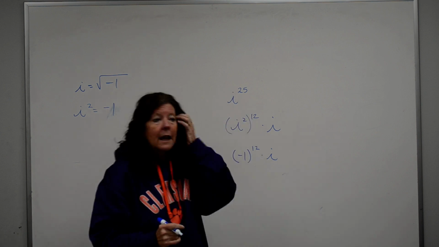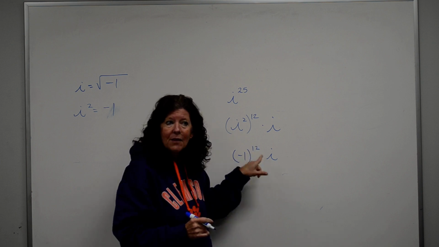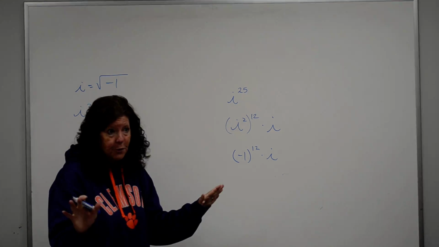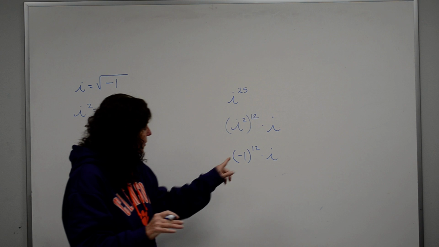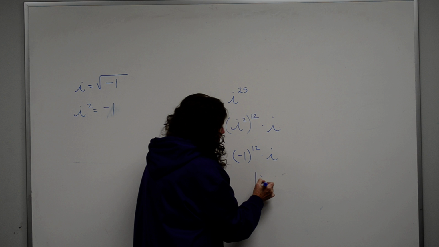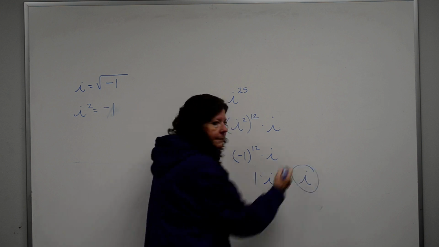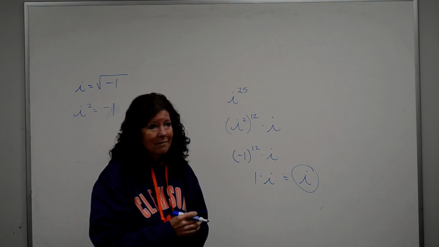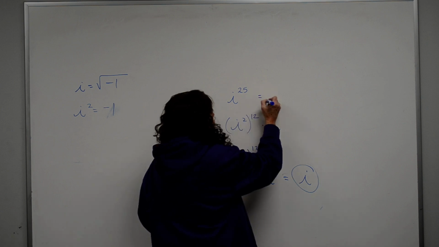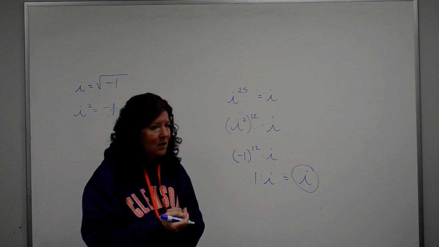Yes? No? Okay. Any time I have a negative raised to an even power, what happens to the negative? Goes away. Okay? So this becomes just 1. Does it not? So 1 times i is equal to what? Because 1 times anything doesn't change the identity of it. Okay? So i to the 25th power is equal to i. Okay? Yes, no, maybe, sort of.